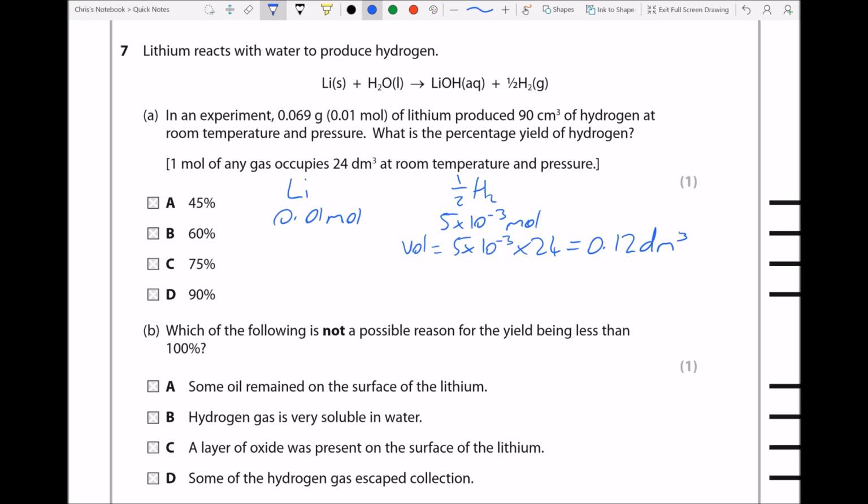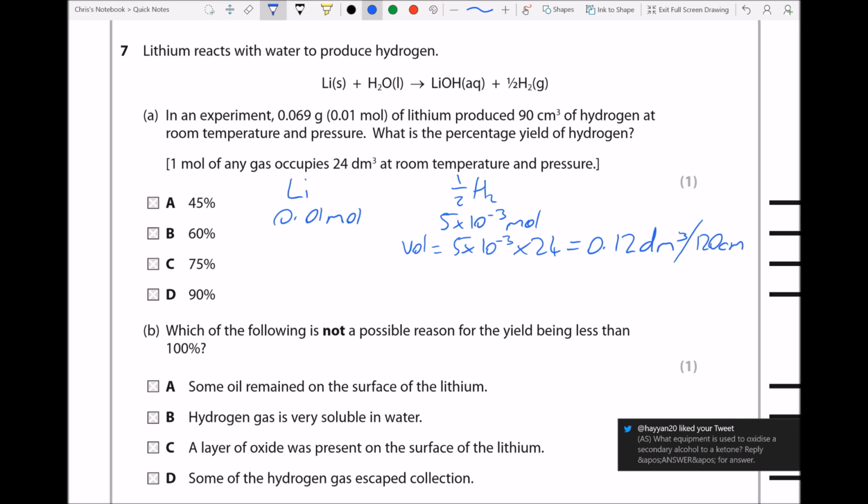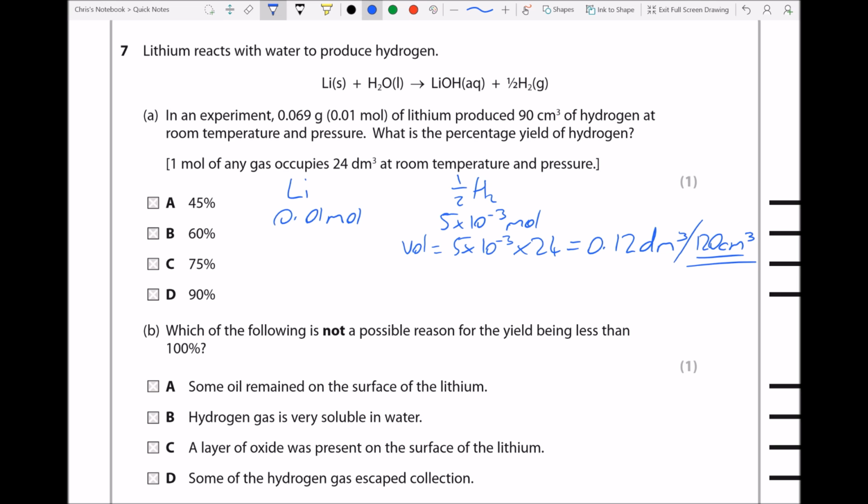Okay, so we need to work out what that is in centimeters cubed, because this is going to tell us how much we should produce in theory, in theoretical amounts. So effectively that is going to be 120 centimeters cubed of your hydrogen gas that is produced. Now all we have to do is work out our percentage yield. We know that in this experiment, we produce 90 centimeters cubed of hydrogen. In theory, we can produce 120 centimeters cubed.